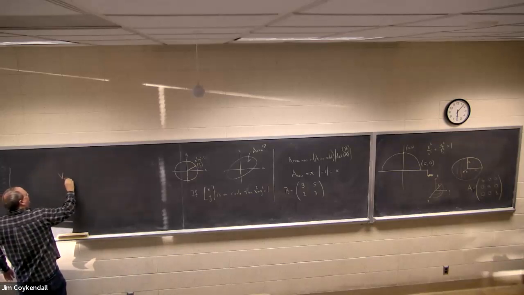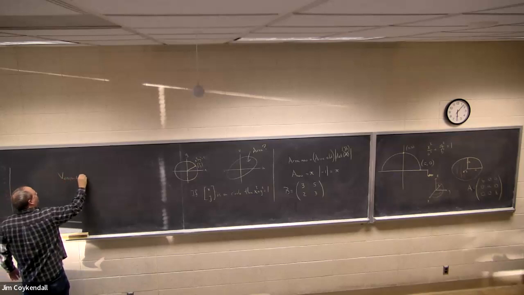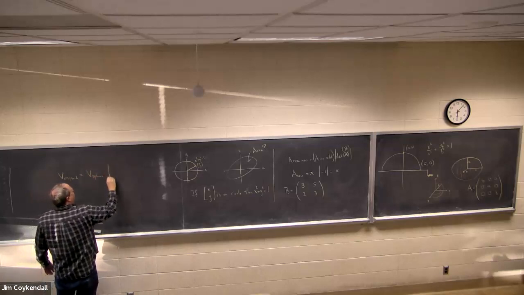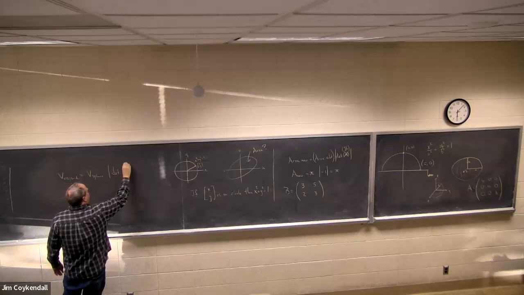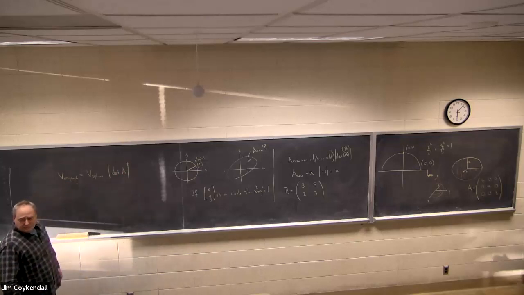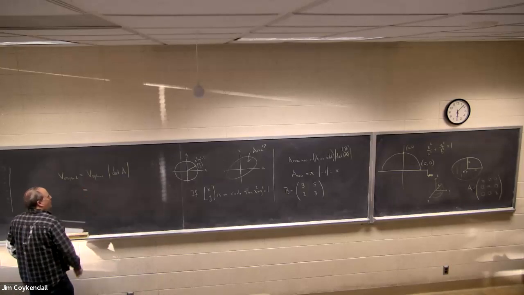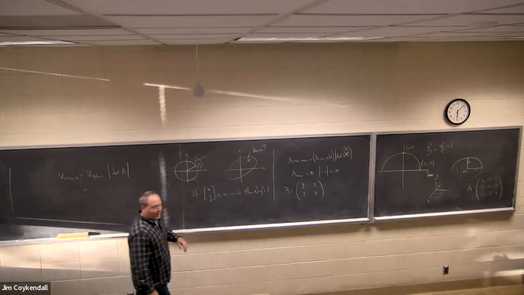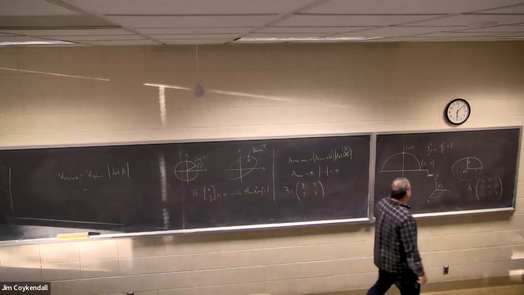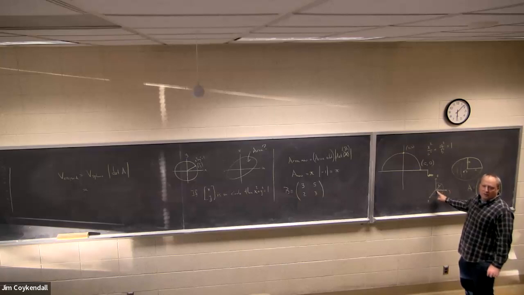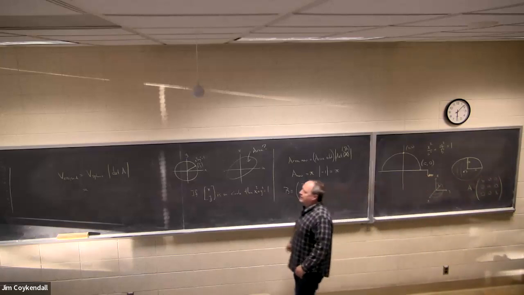Volume of ellipsoid. This is our new thing. It's the volume of the sphere times the absolute value of the determinant of A. Okay. What's the volume of my sphere here? The original volume has radius 1, so it's 4/3 pi times 1 cubed. So this should be 4/3 pi.